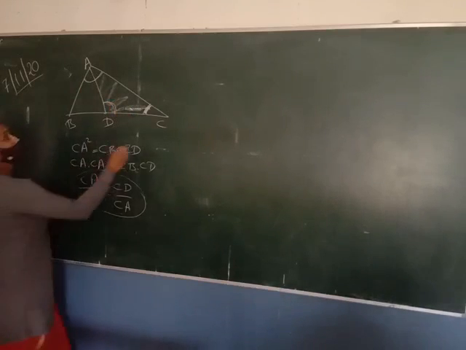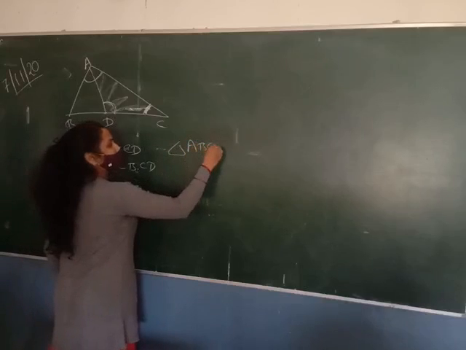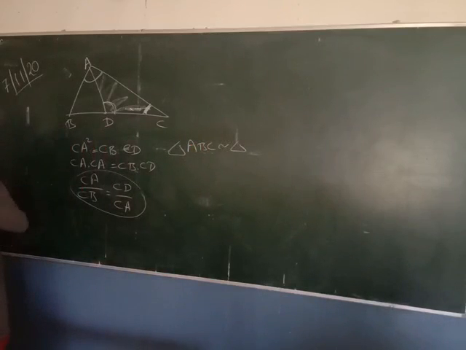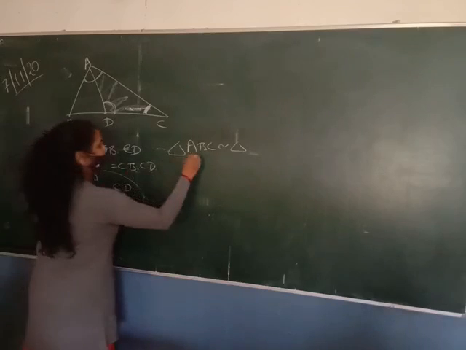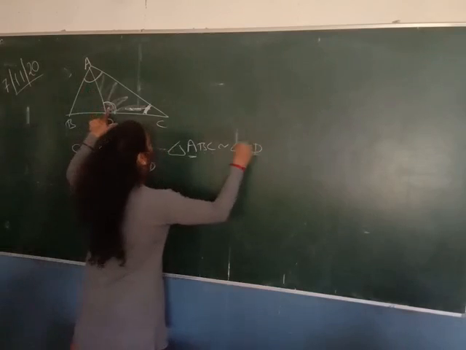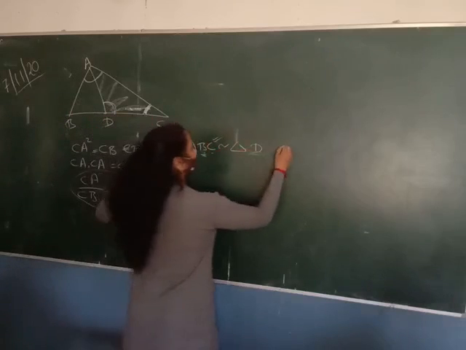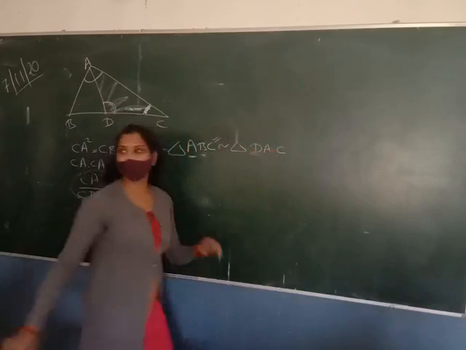If we are writing triangle ABC, what should be the sequence of the other triangle? The sequence is very important. I will explain. It is very important to write the correct sequence of the similarity. ABC: angle A is with angle D, angle C is with C, and which one is left? A. So this is the correct sequence.